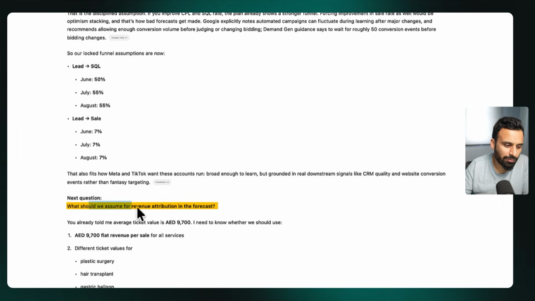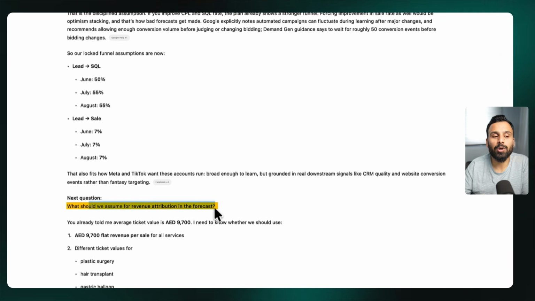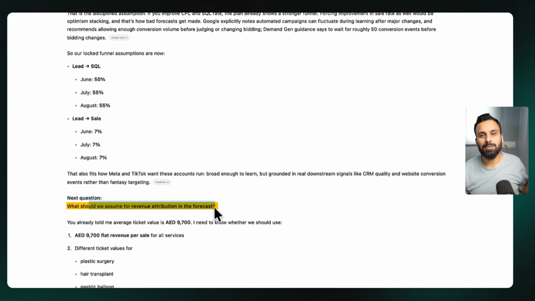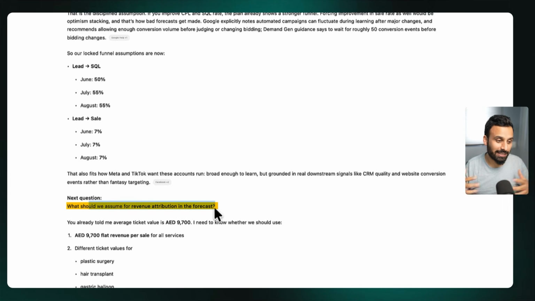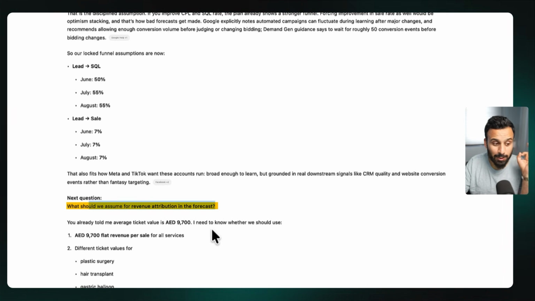Next question: what should we assume for revenue attribution to forecast? I know we're providing a lot of information, but see how it's asking one by one. If you sit with the media planning director, let's say you are an account manager, and they ask you all these questions, it'll be too hectic. And probably they give you a sheet, it'll be too hectic. This seems more like a collab. That's why the first prompt was, let's collab to make a media plan, and ask me one by one.